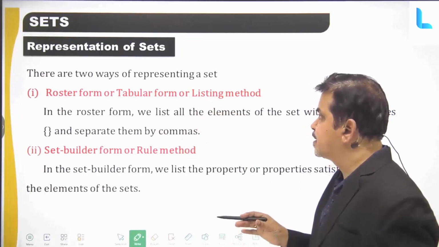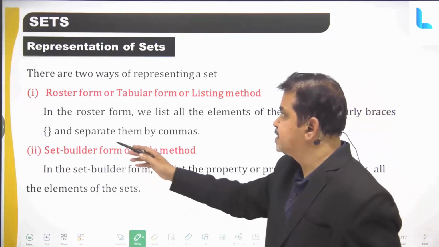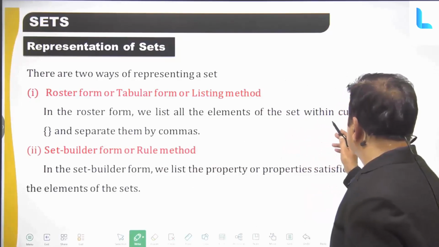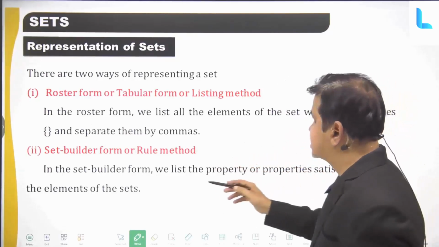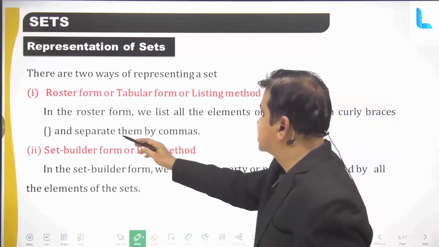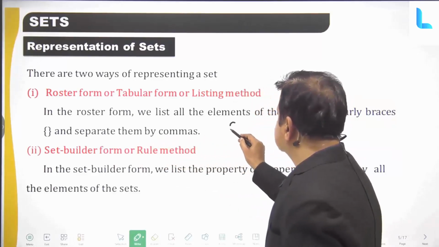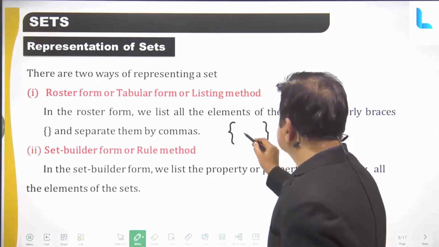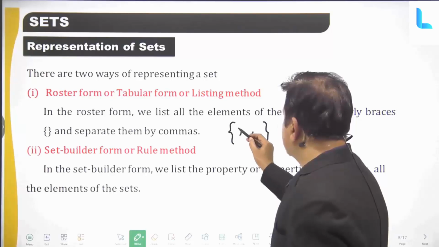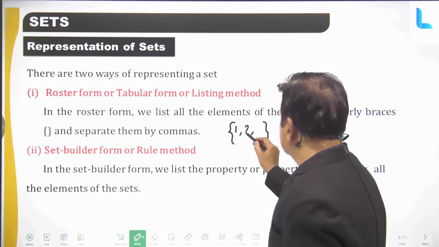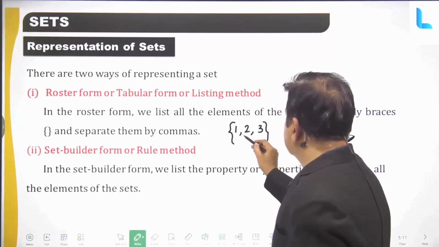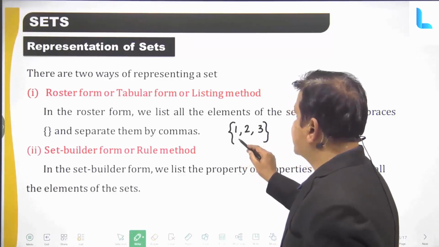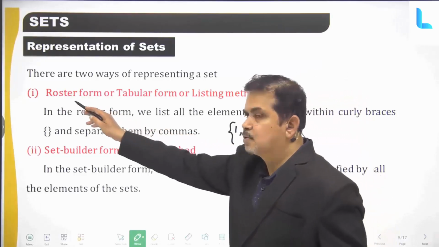Here we have a particular way of writing. In the roster form we list all the elements of the set within curly braces. These are the curly braces, and we separate the elements by means of commas. So we can write some elements and separate them by commas. This is one form of representation, called the roster form.